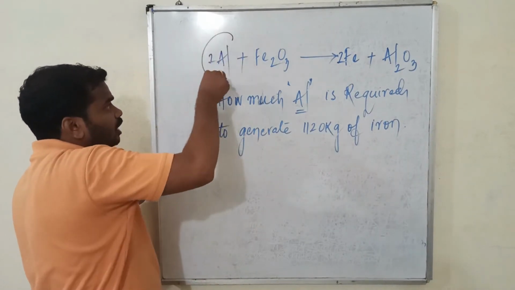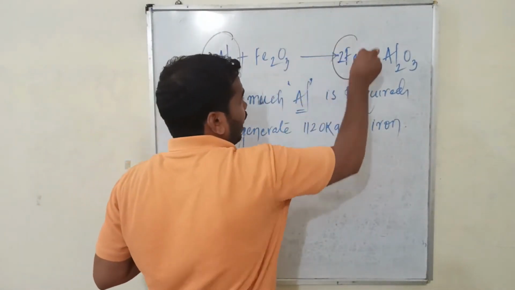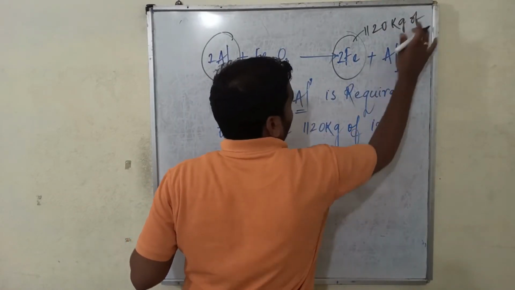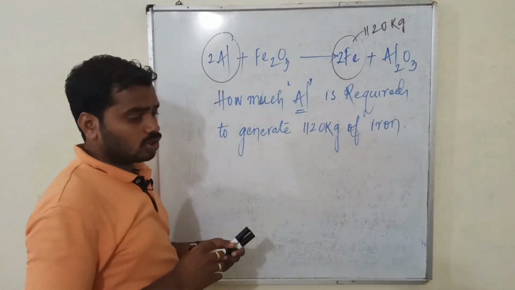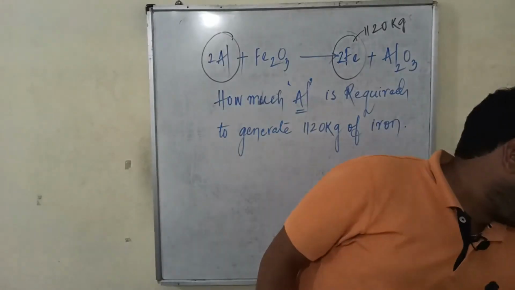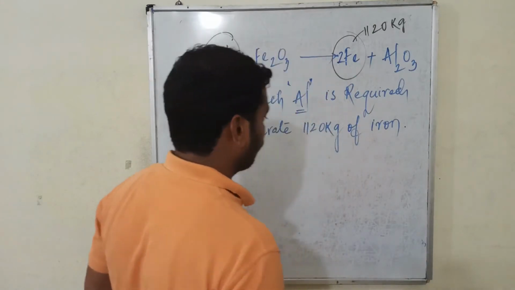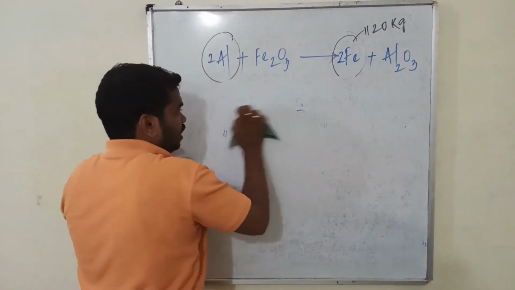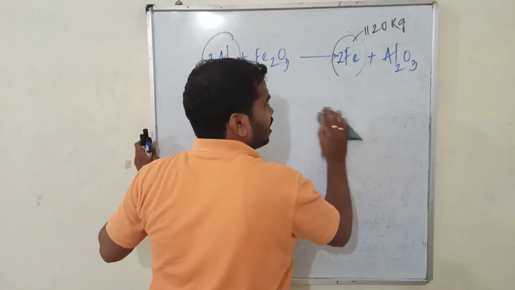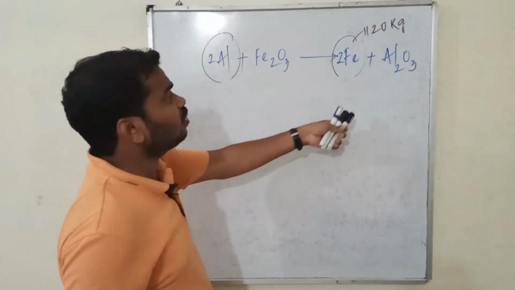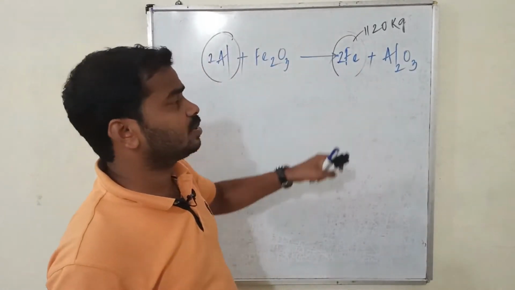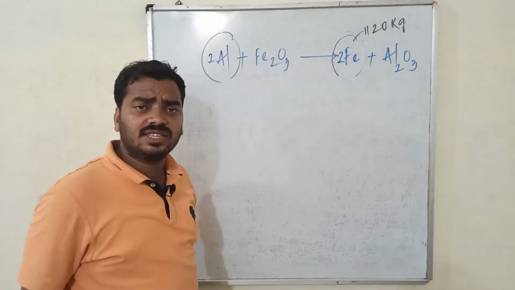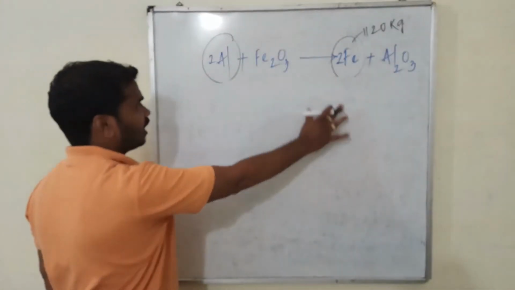Here how much aluminium has to be taken in order to get 1120 kg of iron? So that is what the question is. So for this you are given an equation and the question, and you want to find out how much aluminium is needed to get this much iron. Very simple. We have some information hidden in this particular equation. What is that hidden information?